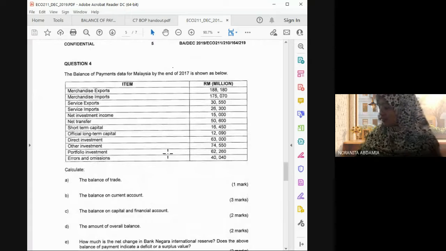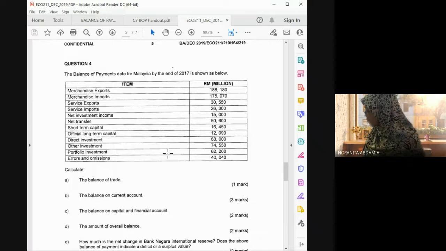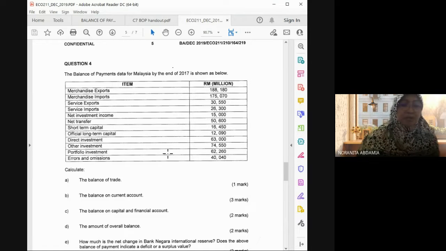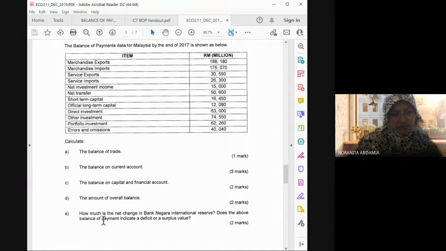Okay, right. So look at this, for the December 2019. Okay, contoh ni ada example of the questions for the BOP. Cuba tengok kat sini. Dia tak bagi you structure balance of payment, right? Tapi dia bagi apa? Dia bagi item di dalam dia. Nampak merchandise export, merchandise import, right? And then these are the question. The balance of trade. Nampak tak? This term dia guna per trade. Tapi dalamnya item dia guna merchandise.